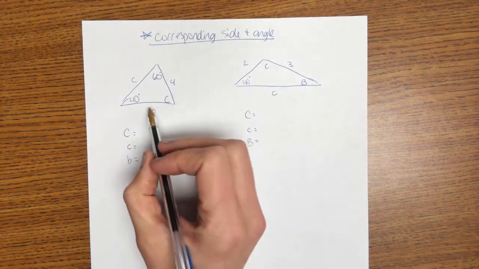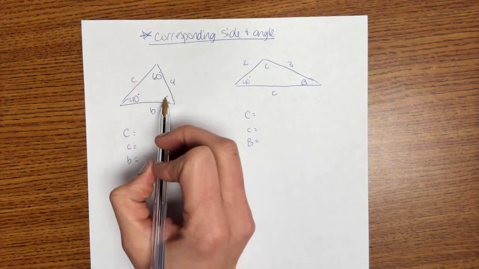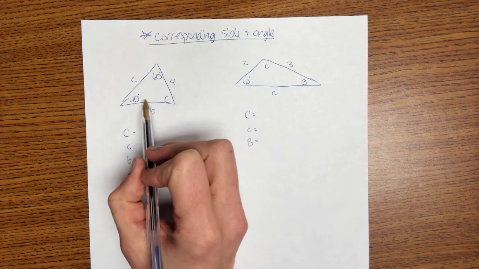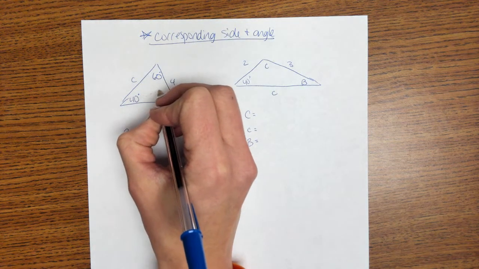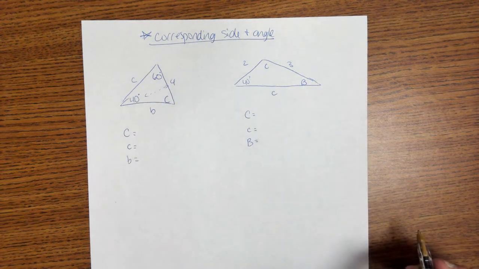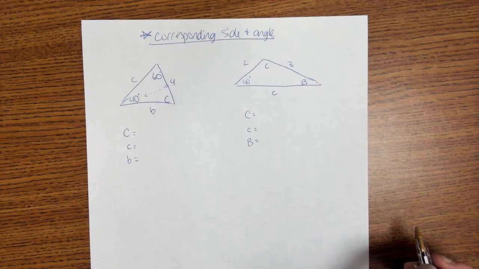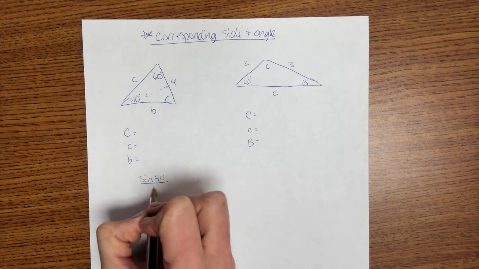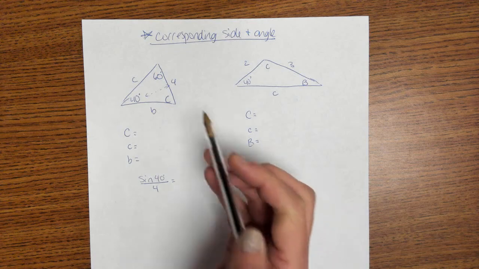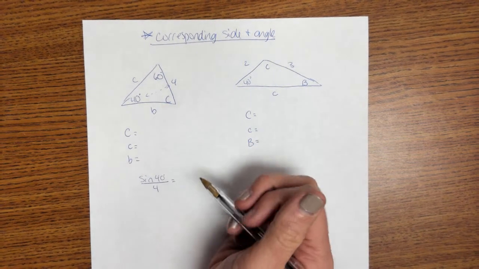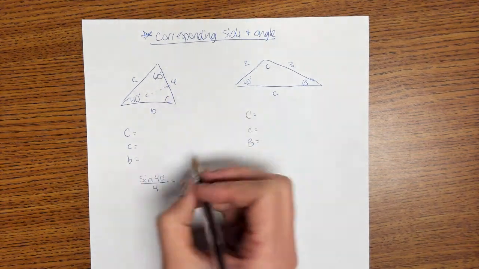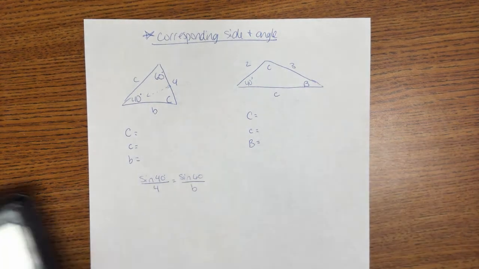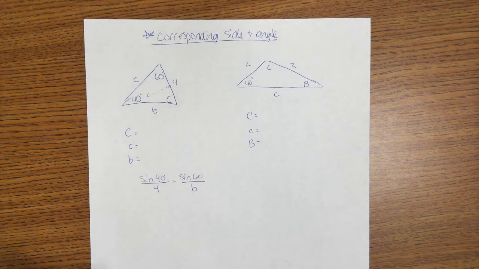So let me get back into focus. There we go. If I look at my first triangle, little c and big C, those we do not have a matching pair. 60 degrees and B, I do not have the corresponding side there. 40 degrees and 4, this would be considered my corresponding side and angle. We've got the angle and the side that's directly across from it. So we're going to set up my proportion. Sine of 40 degrees over 4 is going to be equal to sine of any of my other two angles over its side. Since I already know 60 degrees, I'm going to set up sine of 60 over B. From here, we just have a set of fractions equal to each other.